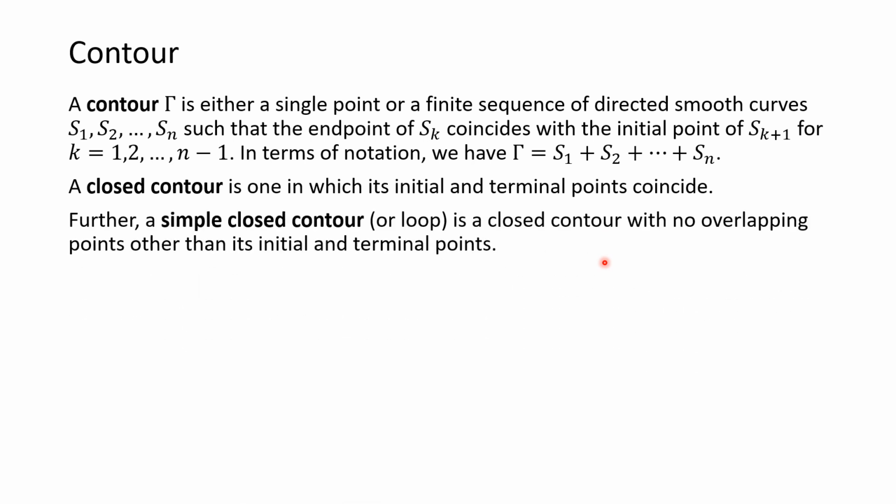Yeah, and a closed contour is almost the same thing. It's just that the initial point of S1 equals the terminal point of Sn. So you get a closed loop there. A simple closed contour is a closed contour with no overlapping points. So, for example, a circle would have no overlapping points.